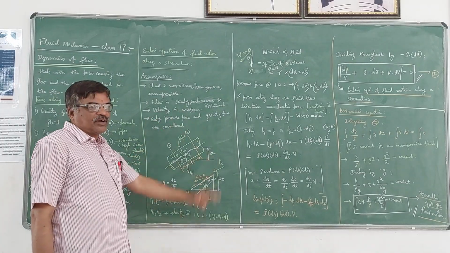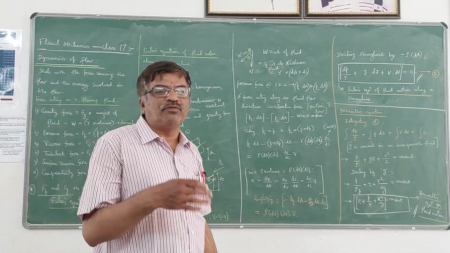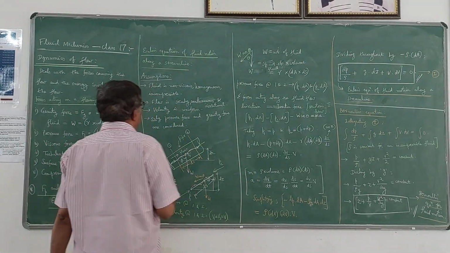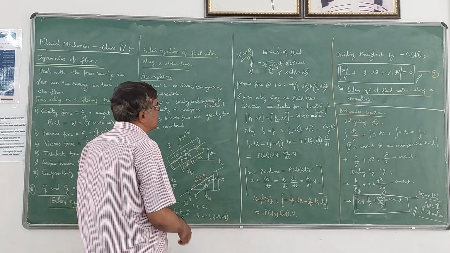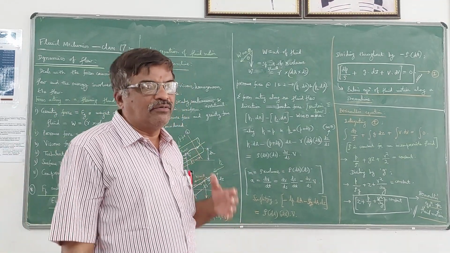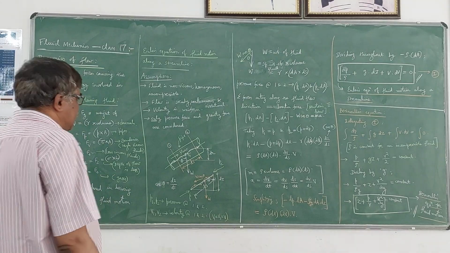And the third assumption is velocity is uniform, that is, it is uniform flow. So velocity remains the same at all the sections. Then the fourth one is that only pressure force and gravity force are considered. So the other forces are neglected when you are deriving the Euler's equation.